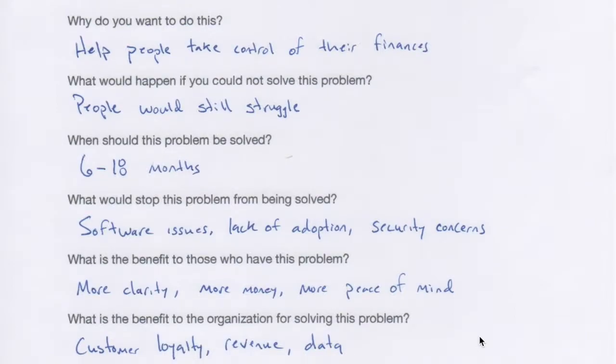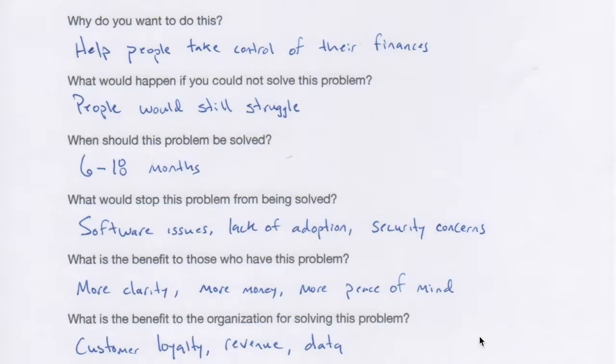Next, why do you want to do this? To help people take control of their finances. What would happen if you could not solve this problem? People would still struggle. If you have other tools or other software that you're trying to build that have a very strong reason behind it, maybe it's for an internal automation, where you're losing lots of money, there could be a very specific and hard number behind what would happen if you couldn't solve the problem. For this example, it's pretty straightforward. People would just continue in their current state.